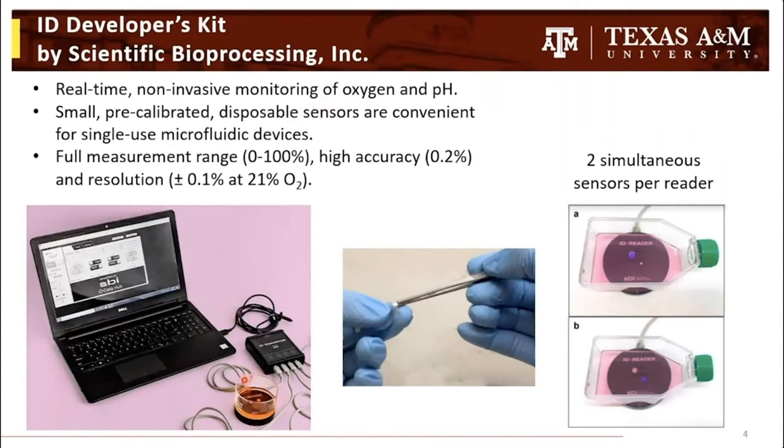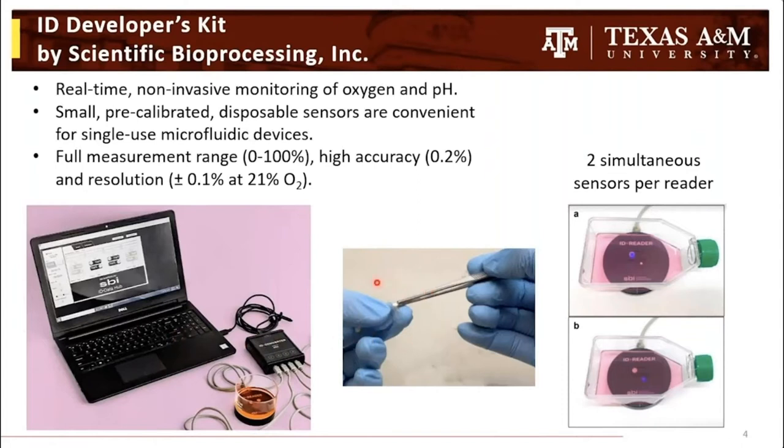This is what the setup looks like. So the culture vessel is right here with the sensor spot, and it lays on the ID reader, which is this black disc over here, which is the one that's sending signal and detecting signal back from the sensors. And then that signal is being transmitted to an ID converter, in which it's converted to readings that are finally sent to a computer for their analysis.